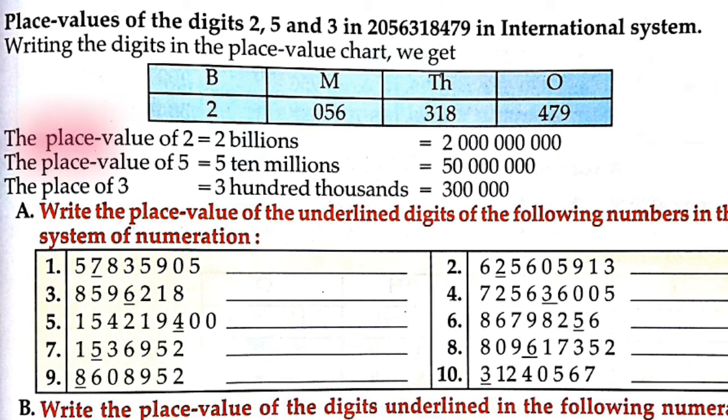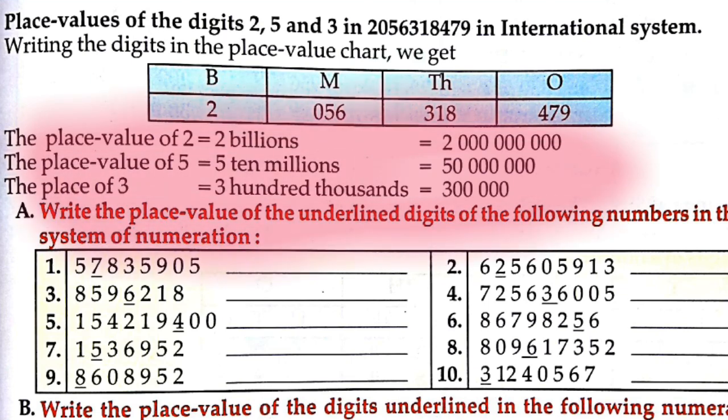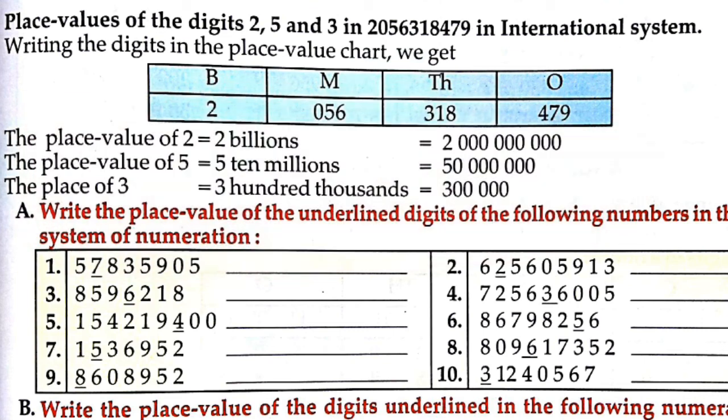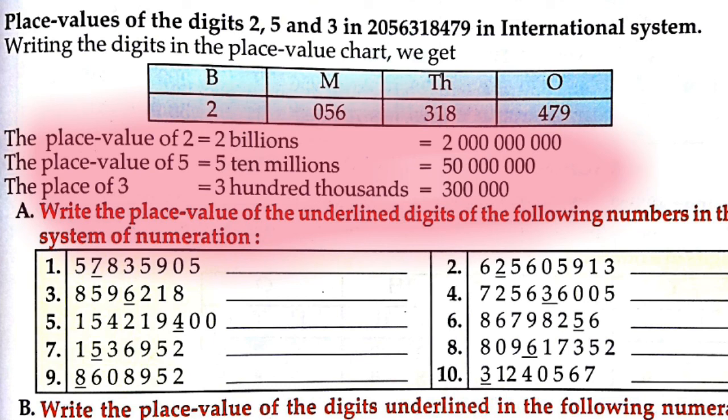In the millions period, the first is 0, the place value of 0 is 0 into 100 million equal to 0. The place value of 5 is 5 into 10 million equal to 50 million. The place value of 6 is 6 into million equal to 6 million.